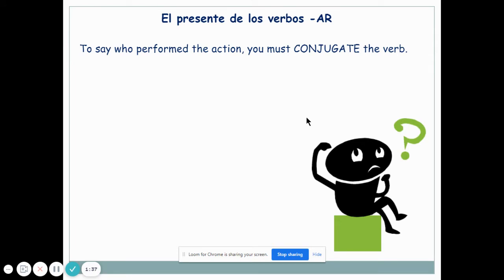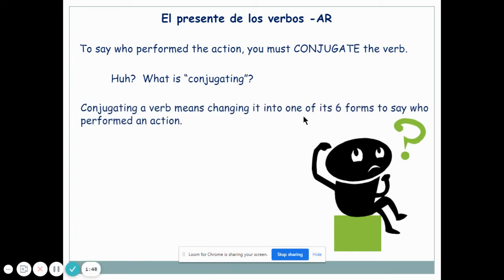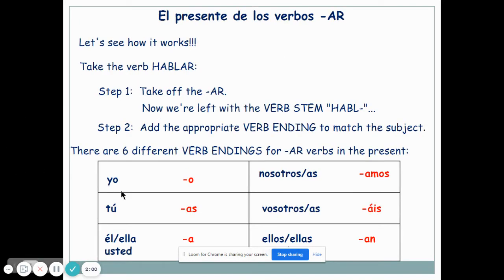So to say that somebody is performing an action means that you are conjugating a verb. What does conjugate mean? Conjugating means that there is someone performing an action. And in Spanish, there are 6 forms telling you who is doing the action. Yo, tú, él, ella, usted. So all of these share the same ending. Nosotros, nosotras, vosotros, vosotras, ellos and ellas.